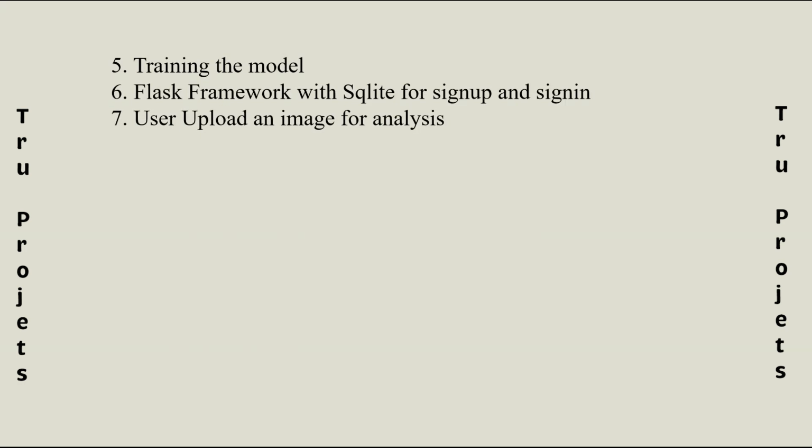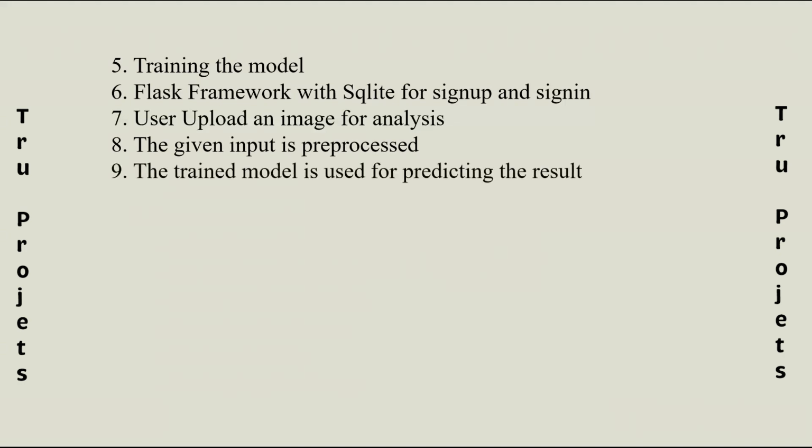User uploads an image for analysis. This phase allows users to upload their images through the web interface. The uploaded image is then sent to the backend for analysis or processing. The given input is pre-processed. Upon receiving the user-uploaded image, this step involves pre-processing the image to ensure it matches the format expected by the trained model. This includes resizing, normalization, or any other required transformation to prepare the image for input into the neural network.